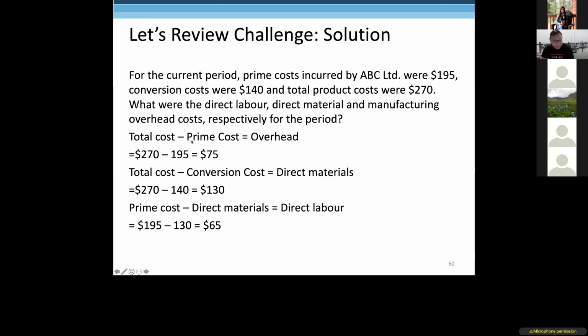So overhead is total minus prime, direct material is total minus conversion, and direct labor is prime minus direct material. Okay? Very good.